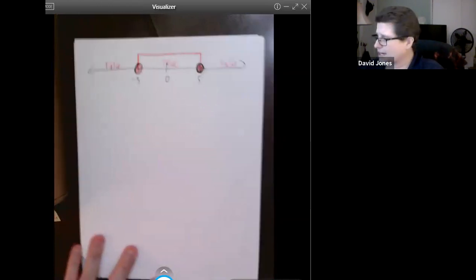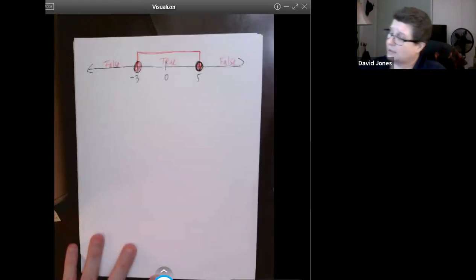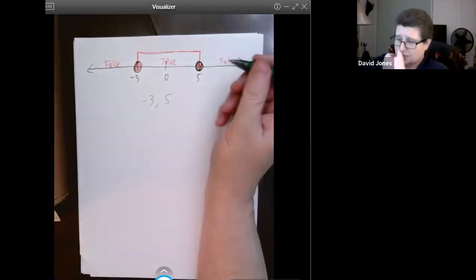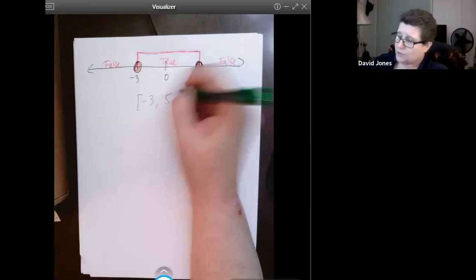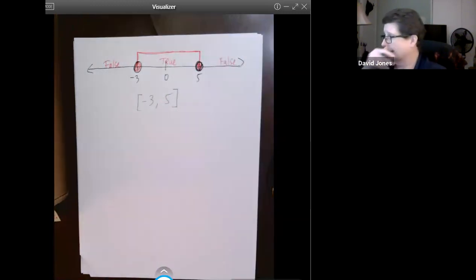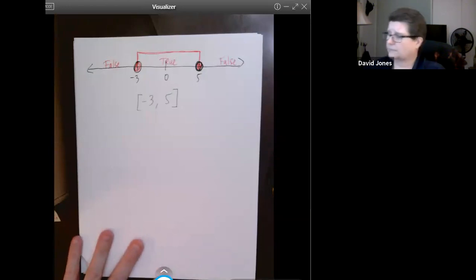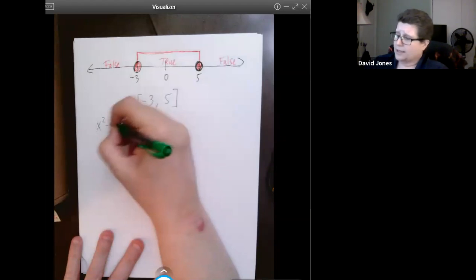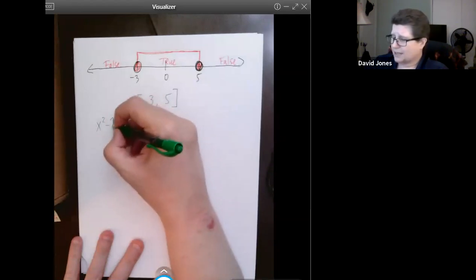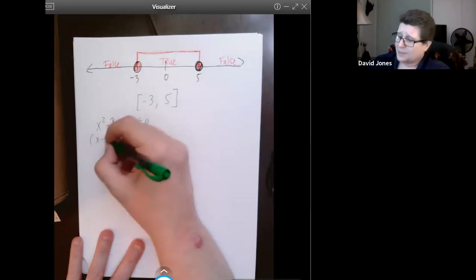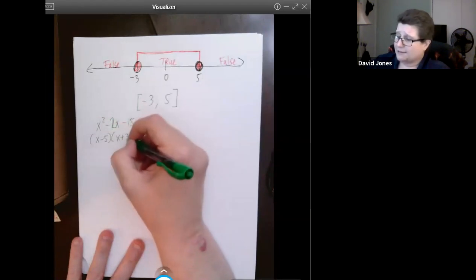In interval notation, we've got negative 3, we've got 5 is where they start and end. We include the points, so we use brackets. We started with x squared minus 2x minus 15 is less than or equal to 0. That led to x minus 5, x plus 3 less than or equal to 0.